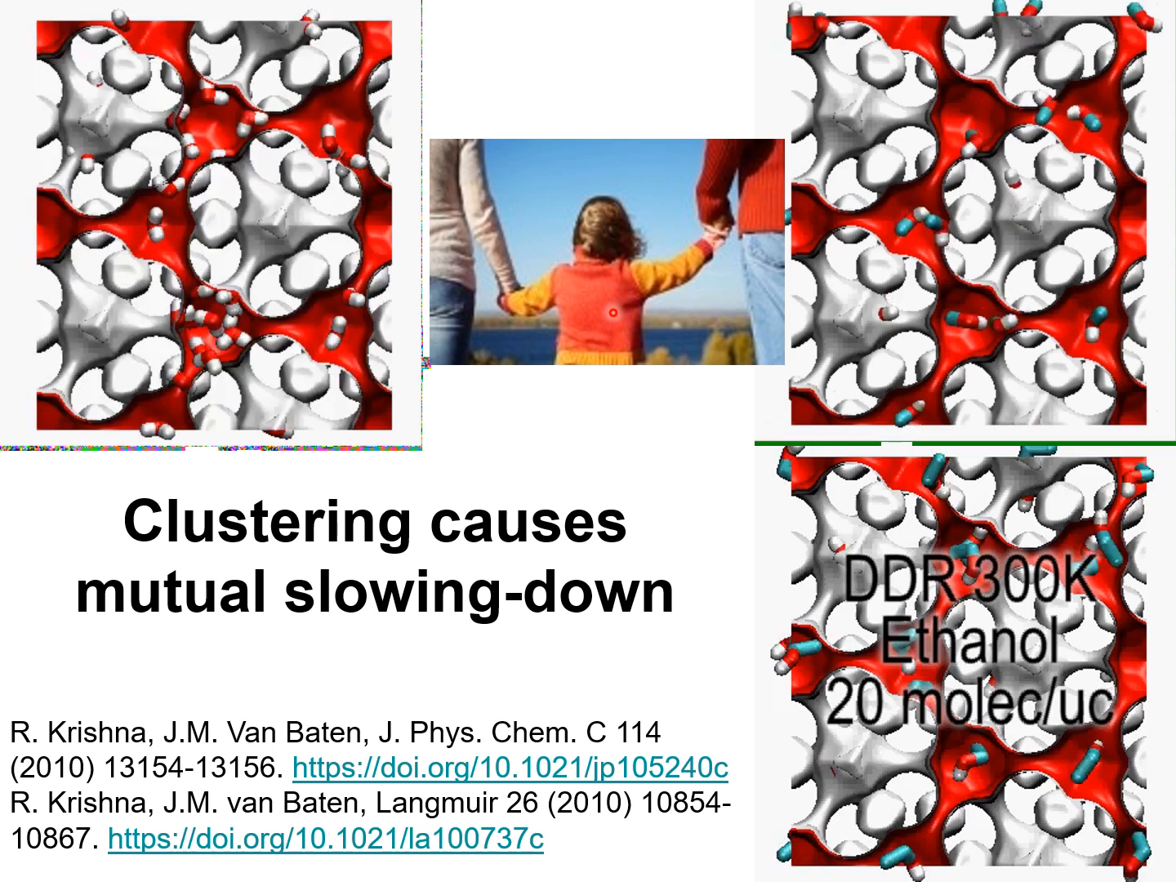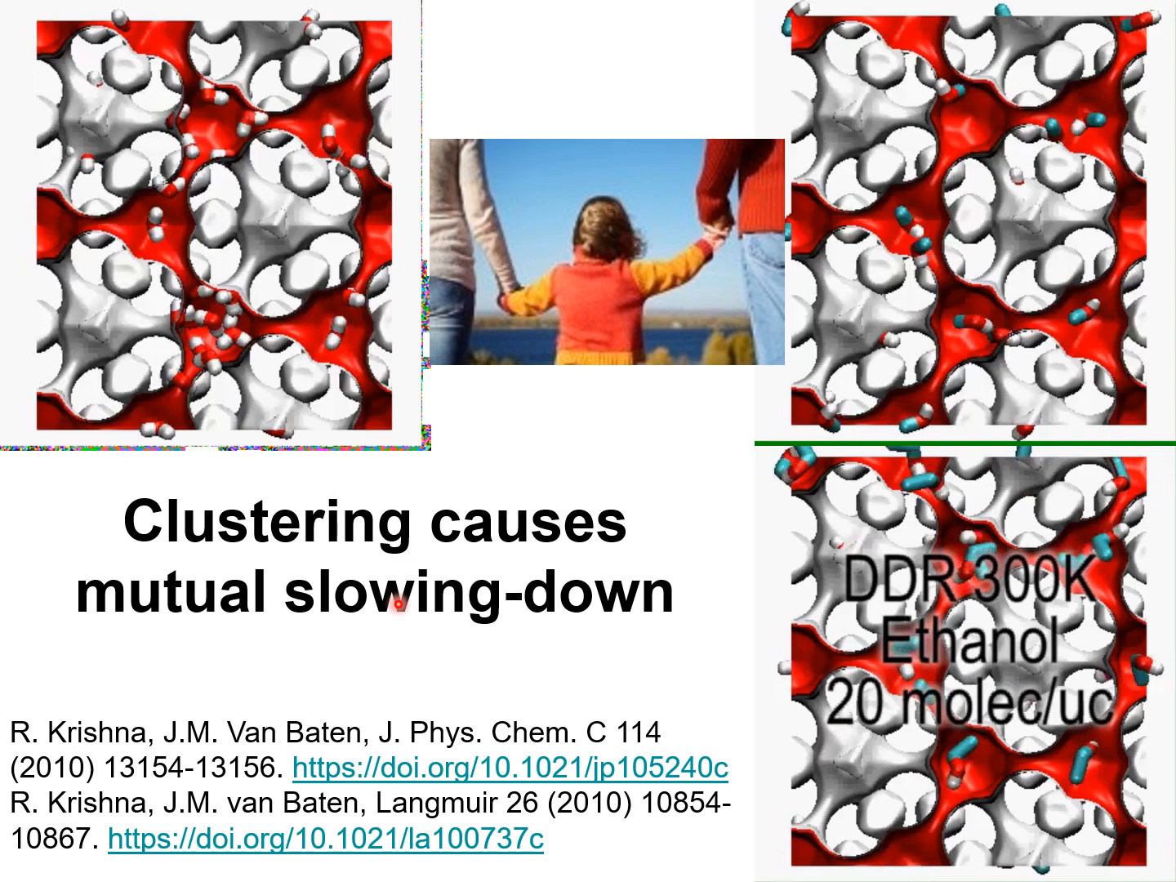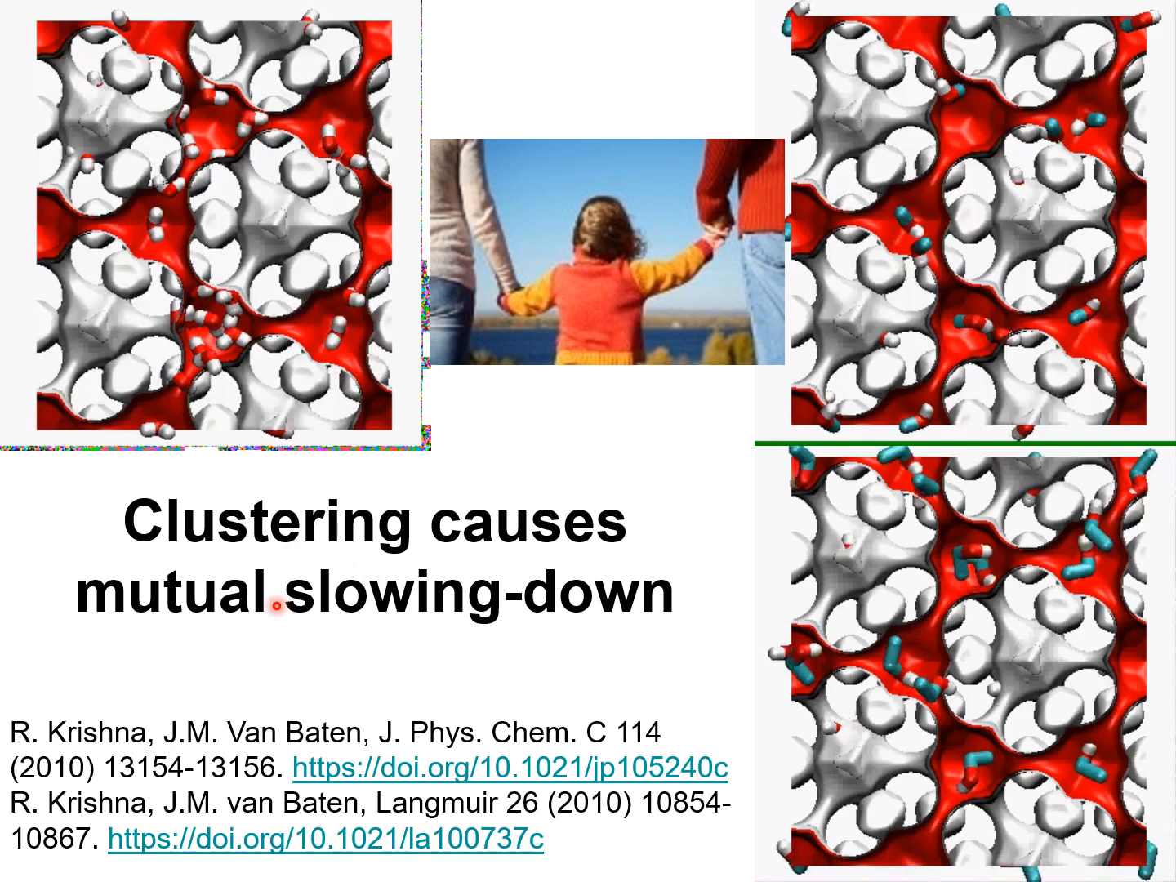Due to clustering, a cluster of molecules has a lower mobility than either of the individual molecules that are unclustered. And this results in a mutual slowing down effect. And the understanding of slowing down effects caused by molecular clustering is essential to the development of DDR membranes for water alcohol separations.